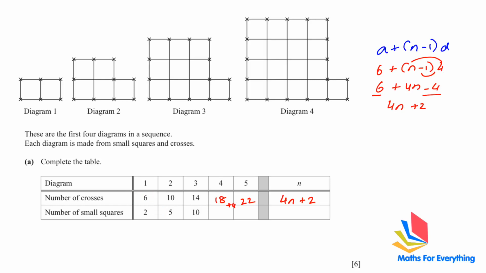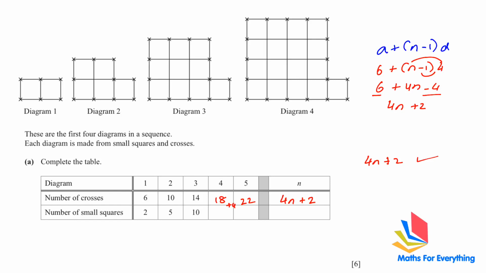We know that the difference is 4, right? So we write 4n. And then from the first term, you subtract the difference. So always from the first term, you subtract your difference, you will get 6 minus 4, plus 2. So this is a shorter way of getting the answer.